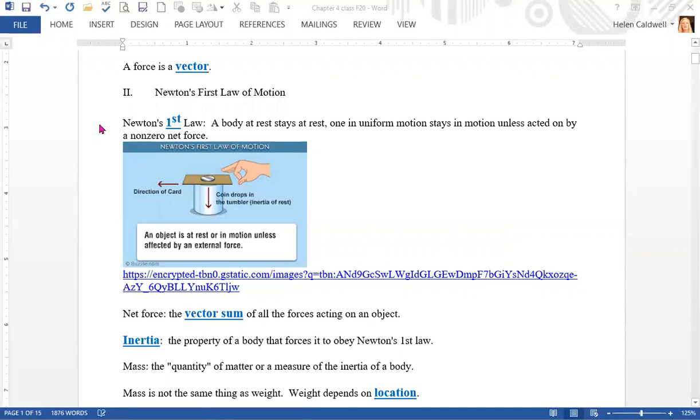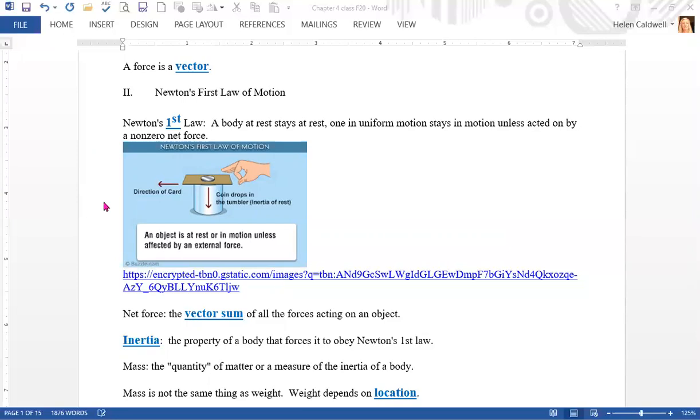His first law says that a body at rest stays at rest, one in motion stays in motion, unless acted on by a non-zero net force. Normally in physics, we expect you to know Newton's 3 laws. So if I ask you to state Newton's first law, it would be sufficient for you to say a body at rest stays at rest, one in motion stays in motion. That's not technically as detailed as we would like, but I would accept it on a quiz.